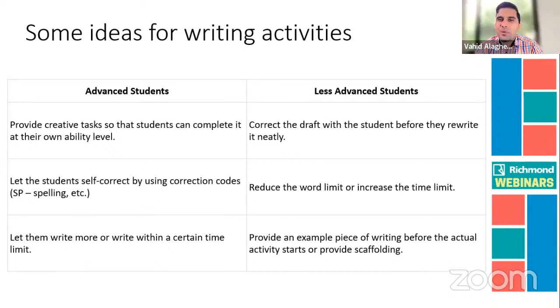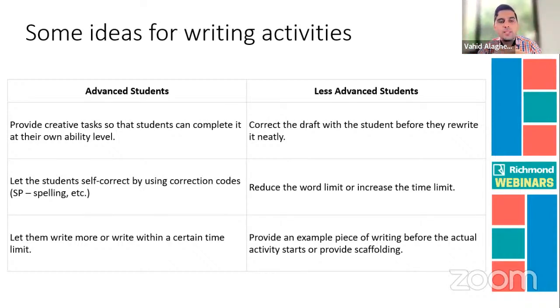The next idea for a writing activity is to reduce the word limit or increase the time limit. The students need to write within 60 words, or maybe they need to write as many words as they can, for example, in 20 minutes, okay? Or for example, in different moments. So in this case, when we decrease the time and the limits of the vocabulary, the students need to expand the number of vocabulary items that they know.